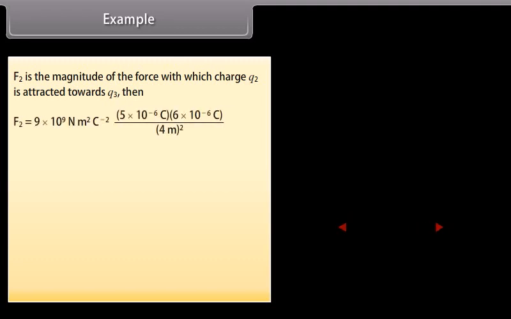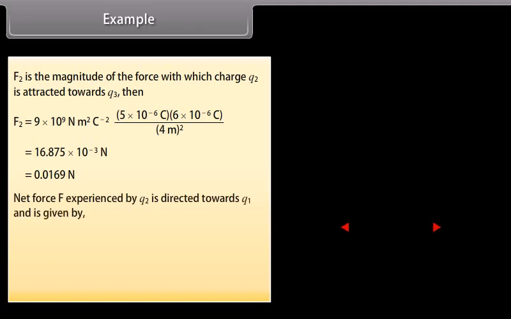Put the values in the above equation. We get F2 is equal to 16.875 into 10 raised to the power minus 3 Newton, which is equal to 0.0169 Newton. Net force F experienced by Q2 is directed towards Q1 and is given by F is equal to F1 minus F2, which equals 0.045 minus 0.0169 Newton, which is equal to 0.0281 Newton.